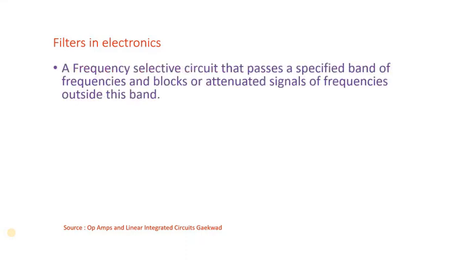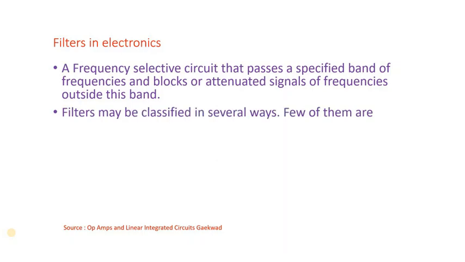So filters in electronics. A filter in electronics can be defined as a frequency selective circuit that passes a specified band of frequencies and blocks or attenuates signals of frequencies outside this band. Filters may be classified in several ways. Few of them are analog filters or digital filters, passive filters or active filters.